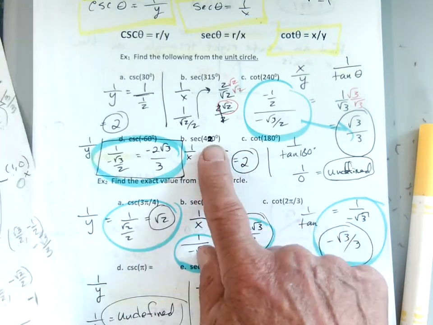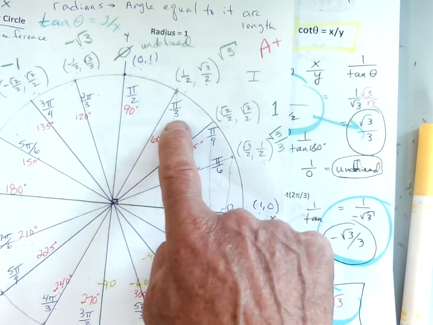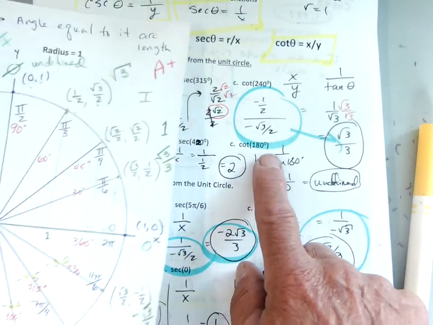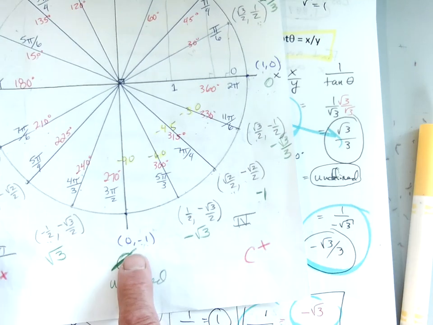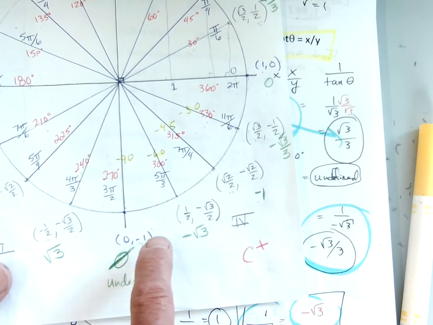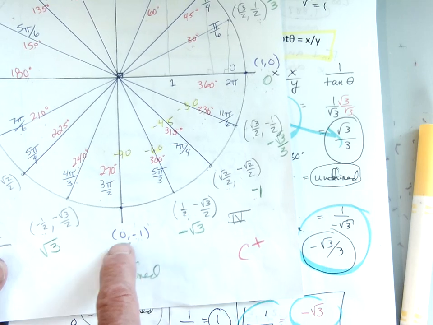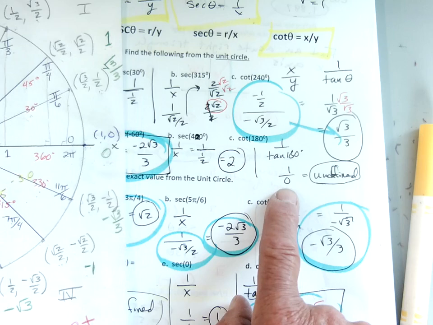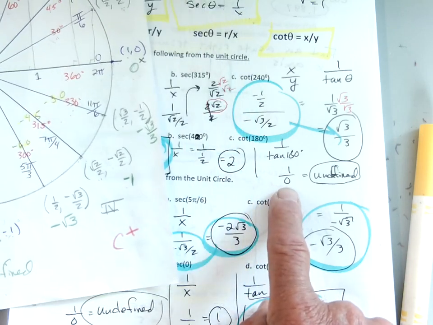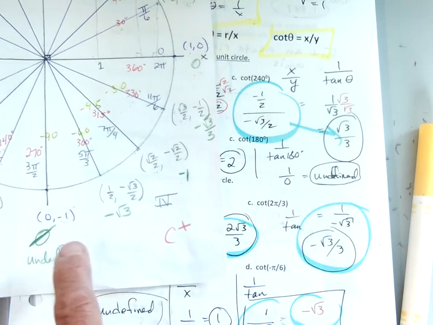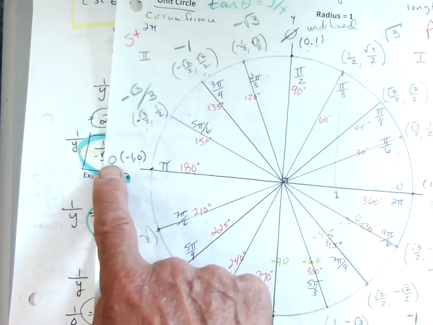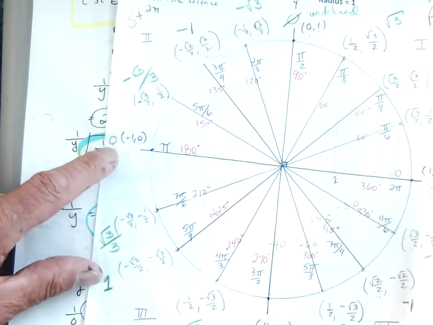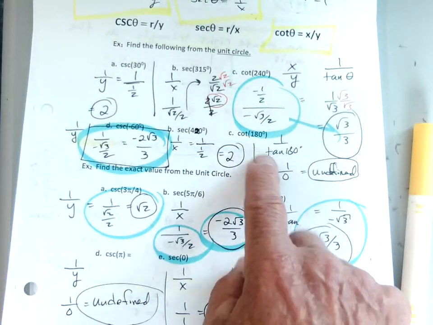420 for secant is 1 over the x, so 420 is 360 plus 60 more. 1 over the x, which is 1 over 1/2, which is 2. Cotangent of 180 is going to be x over y. Yes, x over y, 180. I'm in the wrong spot, my bad. So x is negative 1 and y is 0, so it is negative 1 over 0, which is undefined. I was in the wrong spot for 180.